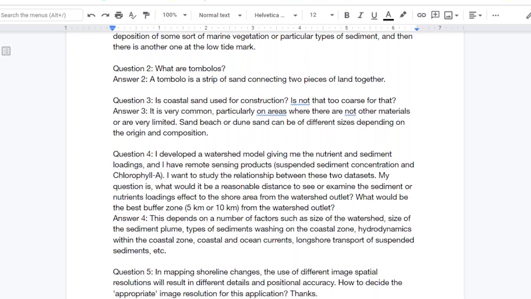And then what would be the best buffer zone? Is it 5 kilometers or 10 kilometers from the watershed outlet?